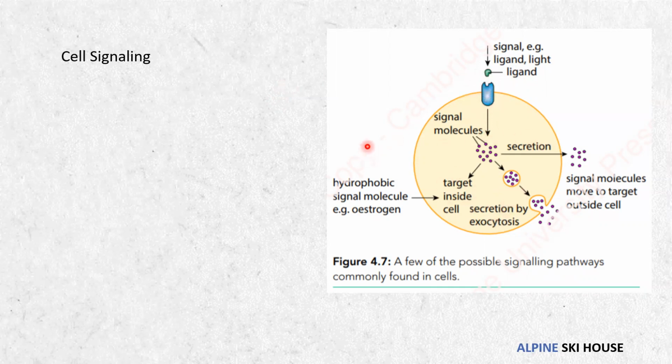If that ligand is hydrophilic, it can't enter the cell, so it's going to act on a receptor and bring about changes, bring about signal molecules. These signal molecules will lead to protein production, and then those proteins can be secreted outside of the cell, used inside of the cell, or given to other cells. If it's a hydrophobic molecule, it can directly enter the cell and bring about those changes itself.